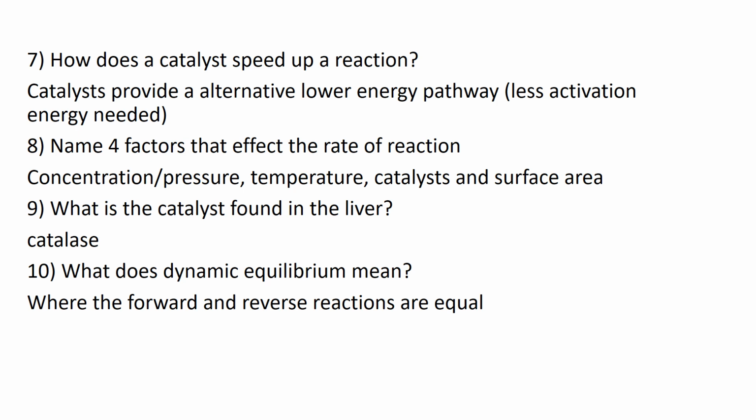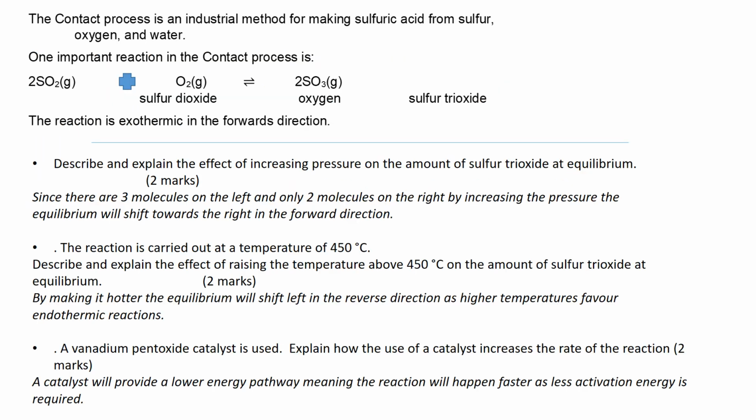The catalyst found in the liver, you might need to look this one up. It's catalase, but I just love that because it's a catalyst, and therefore, catalase, good enough. And then, what does dynamic equilibrium mean? It's where the forward and reverse reactions are equal. So the products are making reactants at the same rate at which the reactants are making the products.